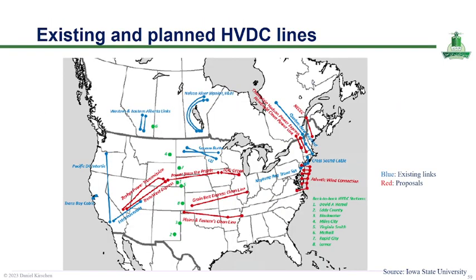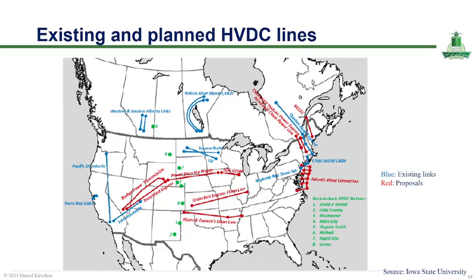This slide illustrates the existing and planned HVDC transmission lines across North America. The blue lines represent currently operating HVDC links, while the red lines indicate proposed future projects. Existing HVDC systems are mainly used for long distance bulk power transmission and interconnection between different AC networks.